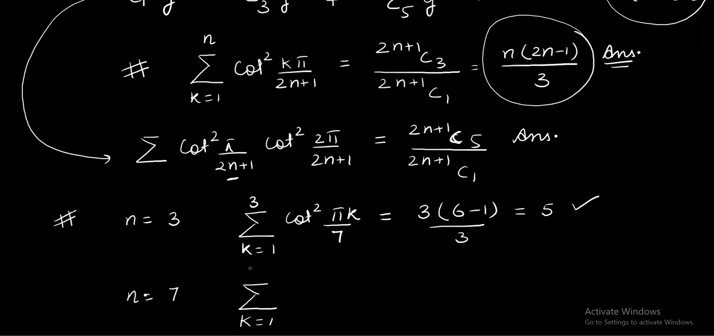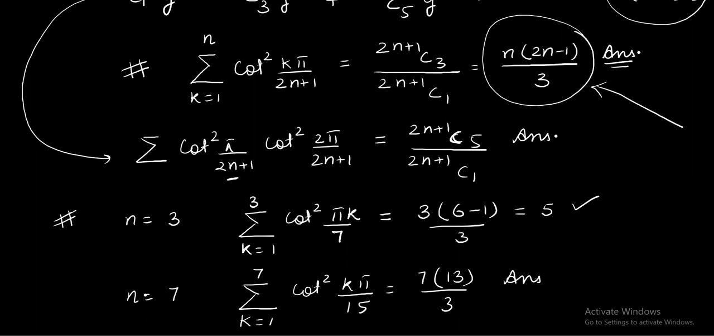I'm keeping k from 1 to 7. Now we will have cot square k pi by, denominator 15. What should be the answer in this situation? Again, you just need to keep n equal to 7 over here. So keeping 7 gives me 7 multiplied by 13 divided by 3. So here's the answer, or we can say that we have created a question and got the answer using the general form.